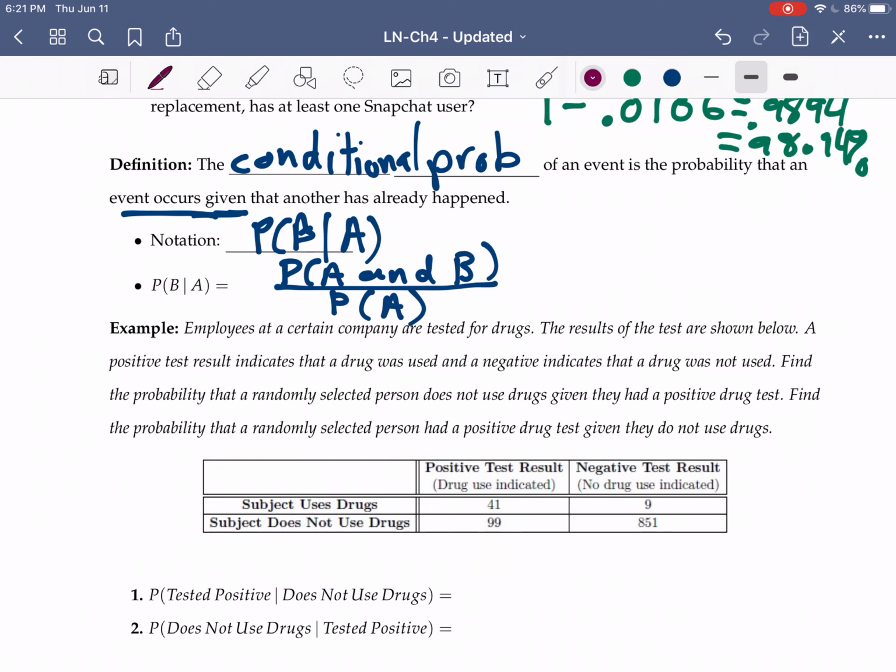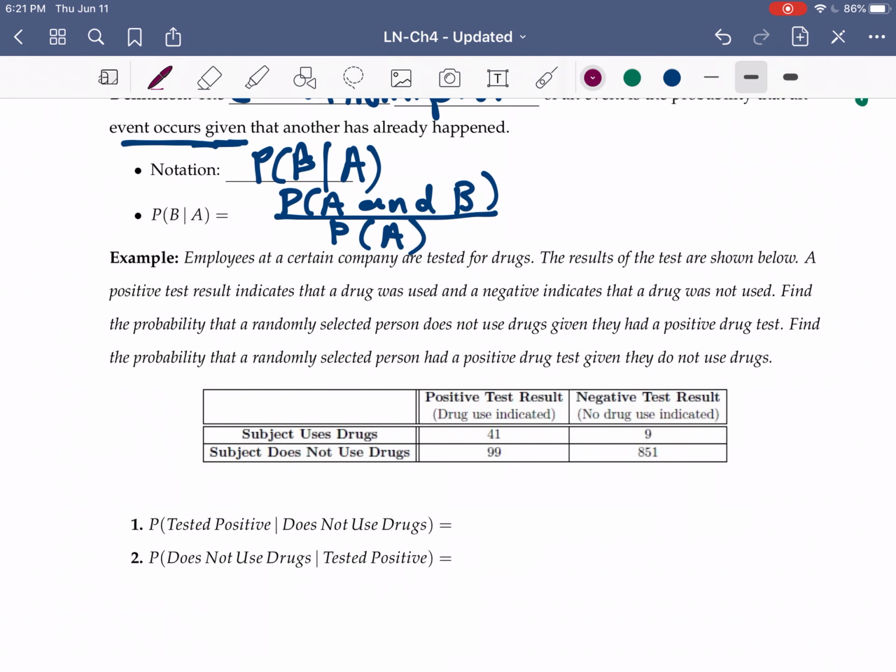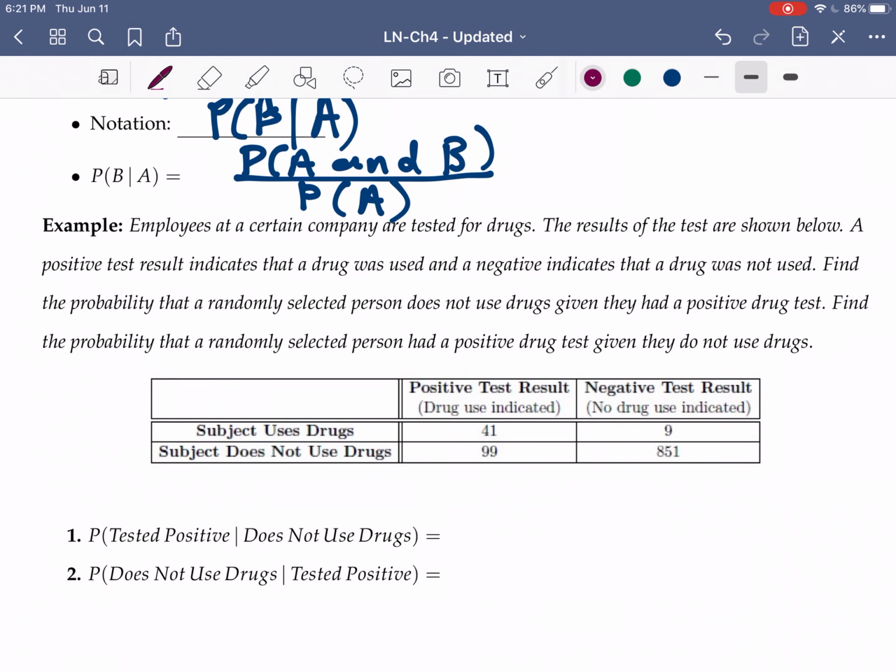What is it saying? So here we have employees at a company who are tested for drugs. The results are shown below. A positive test indicates a drug was used. We want to know what's the probability that a randomly selected person does not use drugs given they had a positive test, and the probability that a randomly selected person has a positive test given they do not use drugs. Right, so we're going to look at a variety of things here.